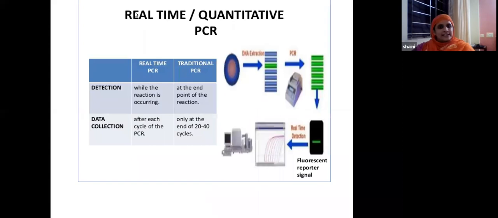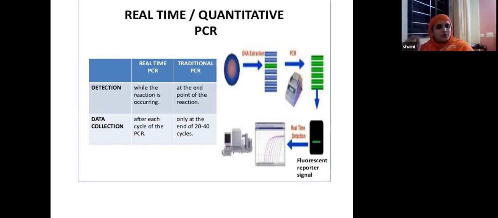The next is real-time PCR. Real-time PCR means, as I told you, PCR runs in cycles. After every cycle, the number of copies increases. So usually, a regular PCR will give you the result at the end. There will generally be a threshold level. If it crosses the threshold level, it will give you the result at the end.